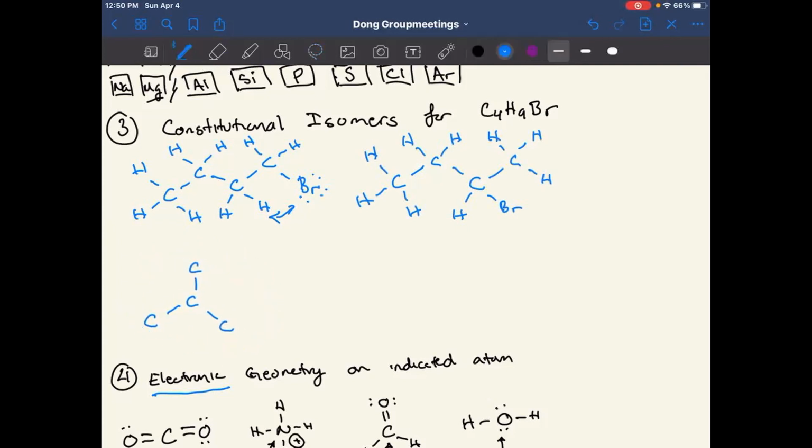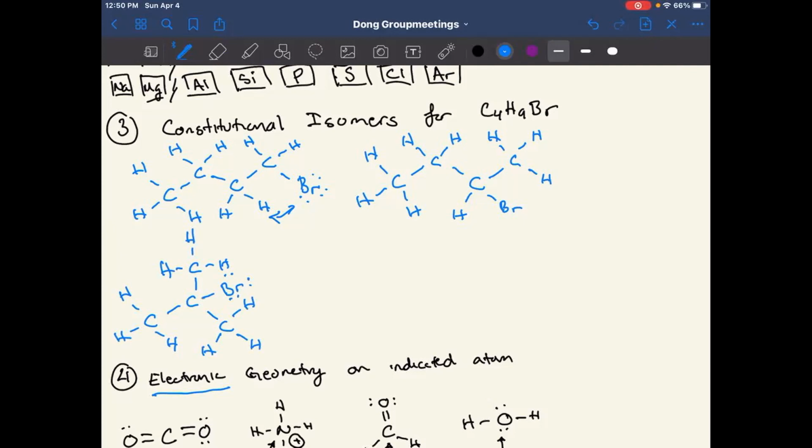So now following the octet rule again, this carbon needs 3. That'd be 3 hydrogens used up. This would need another 3. That'd be 6 hydrogens used up, and this would be another 3, which would be 9 hydrogens. Our last bond would be to the middle carbon, which would be the bromine. I'm drawing our lone pairs again to fill that octet rule.